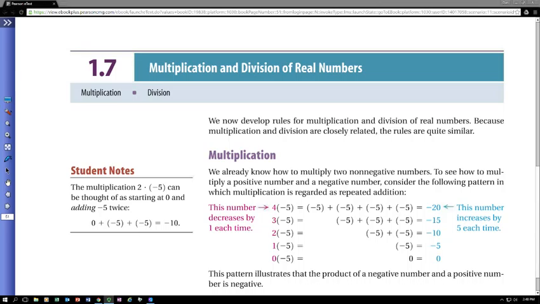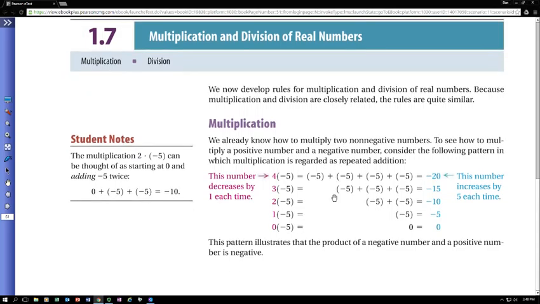Now, multiplication and division, they're going to set up some patterns here. Think about what multiplication really is: multiple addition. So 4 times -5 is -5 plus -5 plus -5 plus -5. So you'd move to the left 5, another left 5, another left 5, and another left. And you're going to definitely end up at a negative number. You end up at -20.